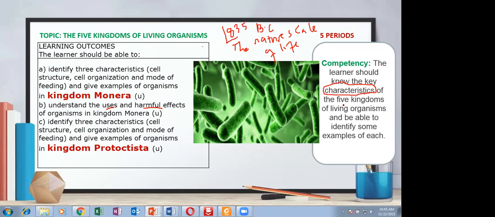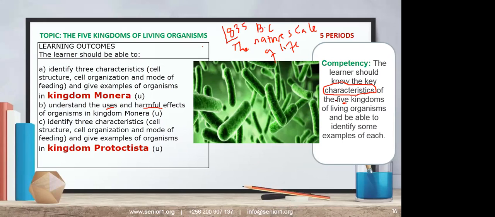So we shall see that when Carl Linnaeus and Robert Whittaker were making the 5 kingdom system, they said that for you, if you are an organism, to be placed under Kingdom Monera, then you must be invisible to the naked eye, that we cannot see you. You are unicellular and you are microscopic. We cannot see using the naked eye.